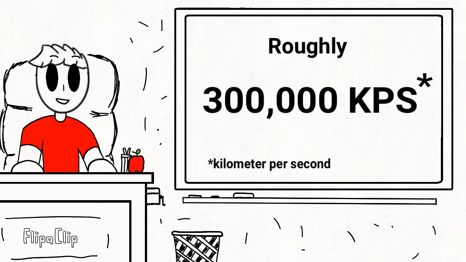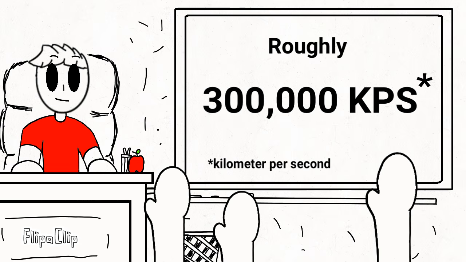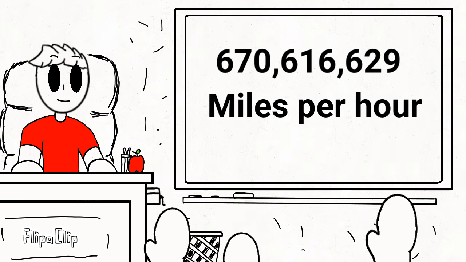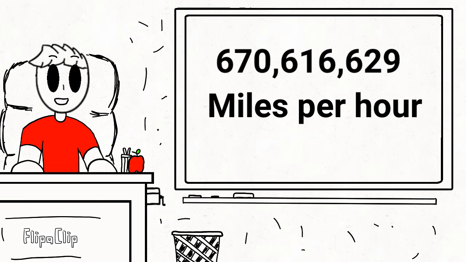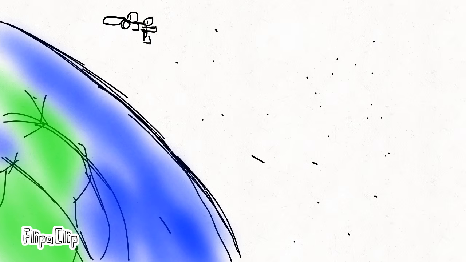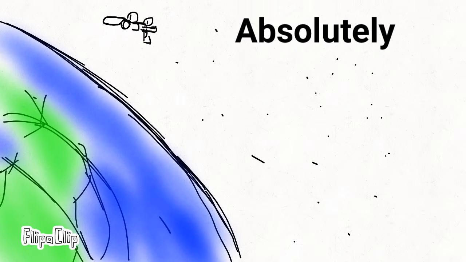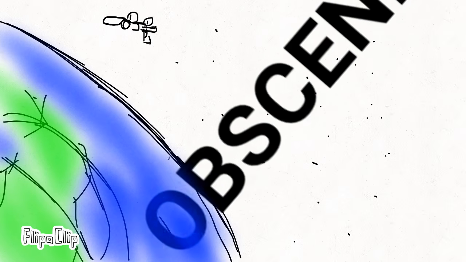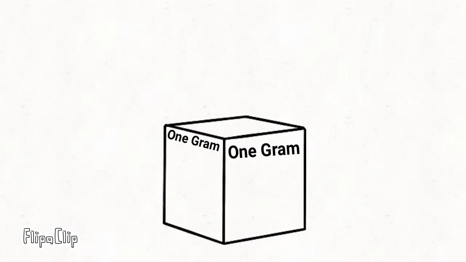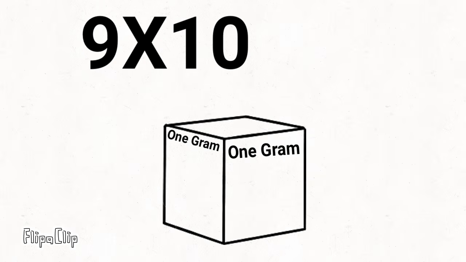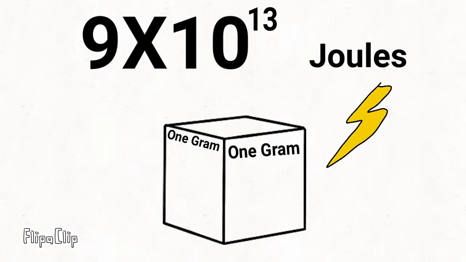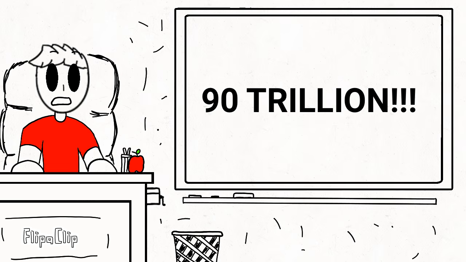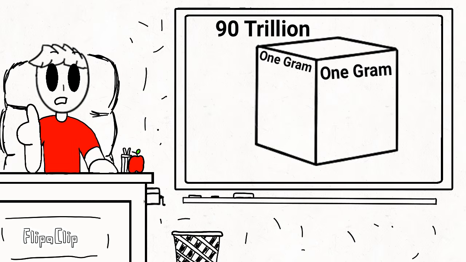Therefore, since the speed of light is about 300,000 kilometers per second, or for you fellow Americans out there, 671 million miles per hour, what this means is that there is an absolutely astronomically obscene amount of energy in any form of mass. Fun fact, a single gram of mass contains about 9 times 10 to the power of 13 joules of energy. That's 90 trillion joules in 1 gram.